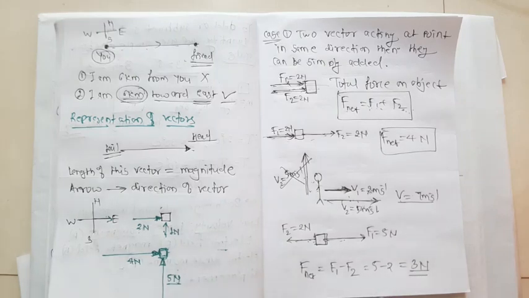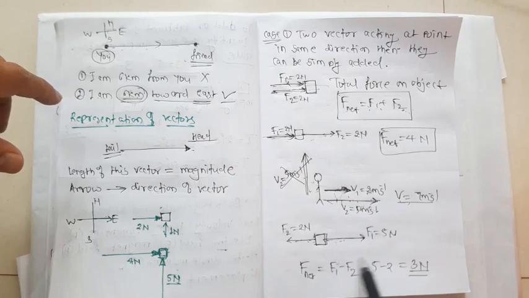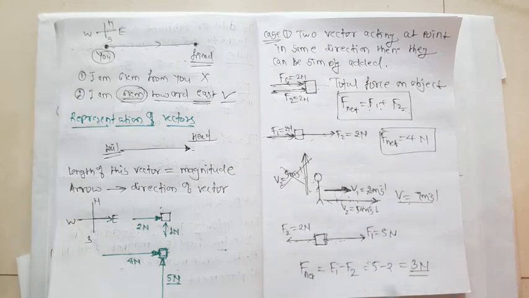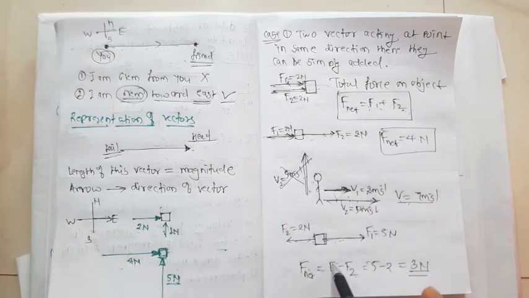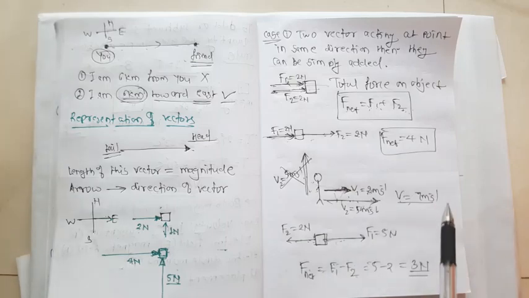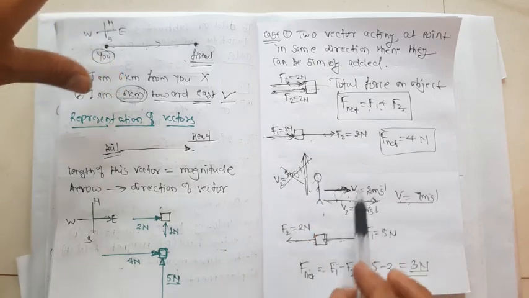Correct. So when both are in the same direction, just add them. When both are in the opposite direction, subtract them, doesn't matter how much it is. So larger value minus smaller value. That means two cases, when both are acting in the same direction or opposite direction, you can use simple algebraic rules here. That means a vector also acts like a scalar in these two conditions.